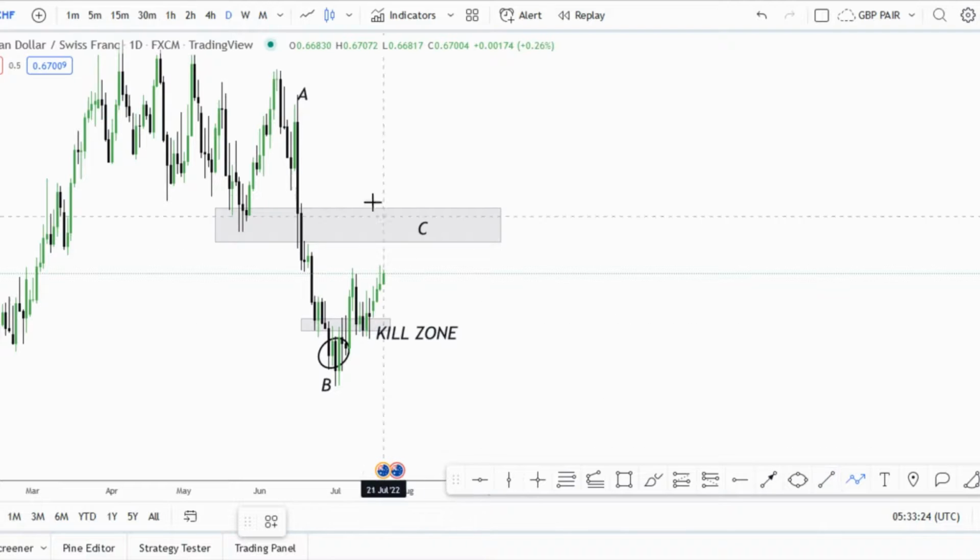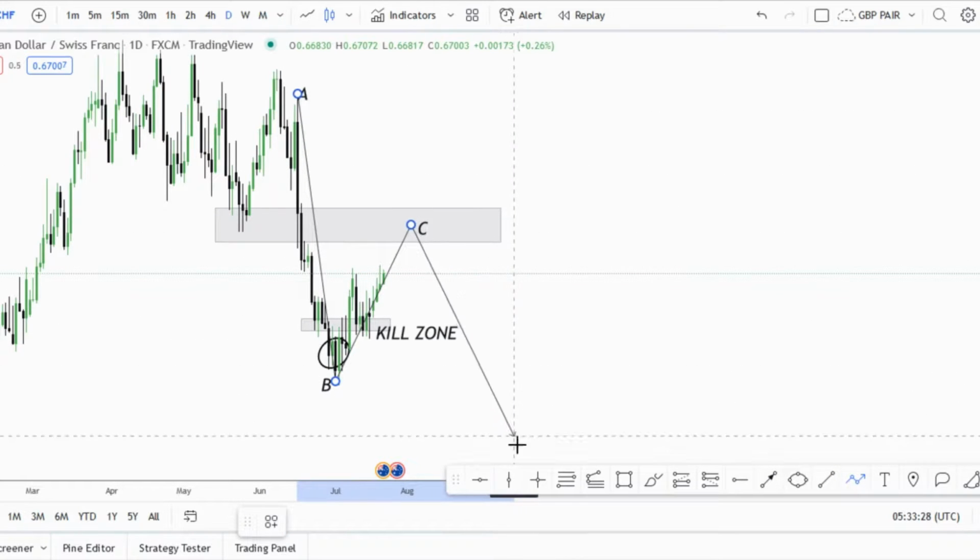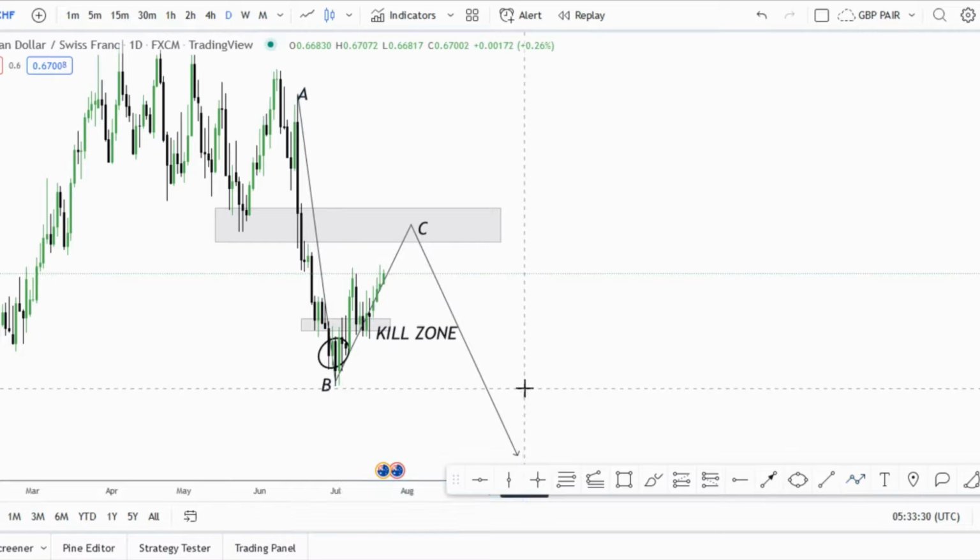Okay, for the long term, I expect price to do this. Come here, and then keeps going down. But like I said, I remain reactive. Okay, no one knows the future.